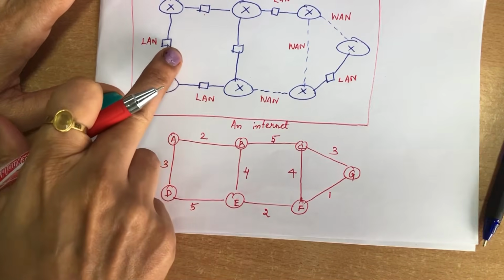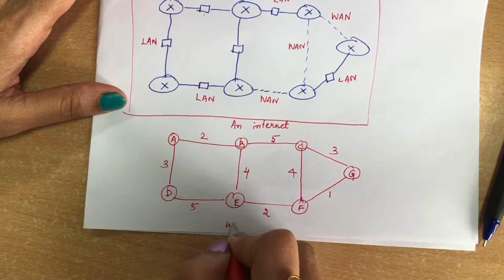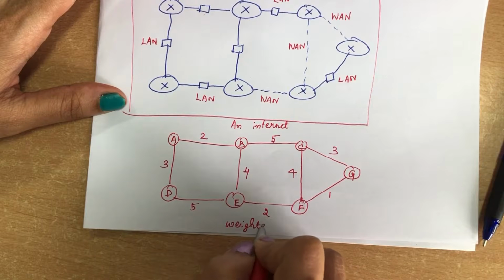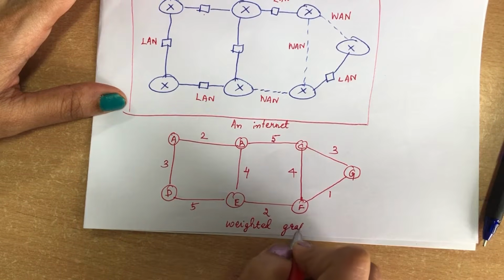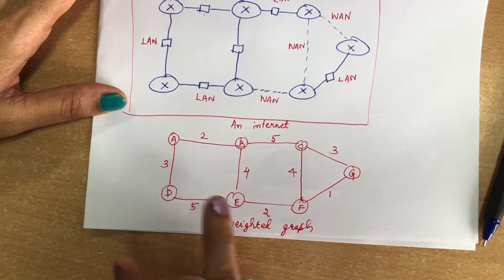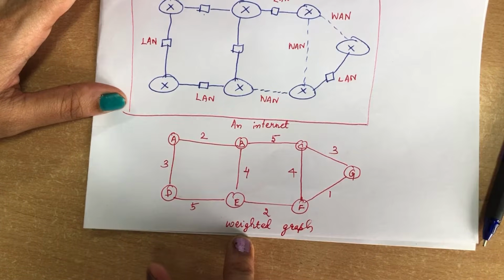So we can represent this internet as a weighted graph. This graph is called a weighted graph because we are associating weights to the edges. That is why it is called a weighted graph. Okay, now we will see the next topic called least cost routing.